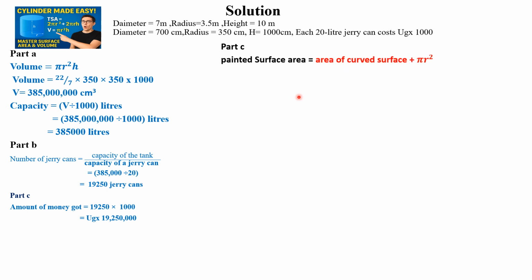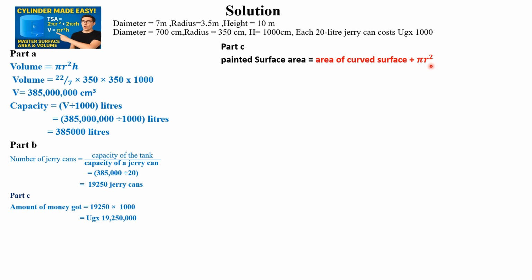Now part C, they say find the area of the painted surface. First of all, we have said that the area of the curved surface, or lateral surface area, plus the area of now one circle.